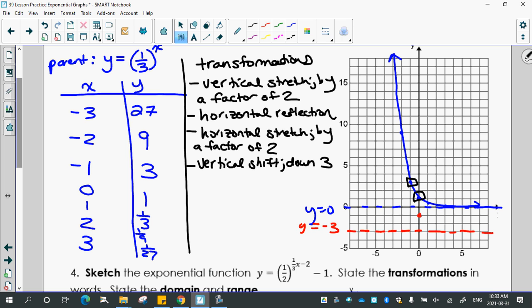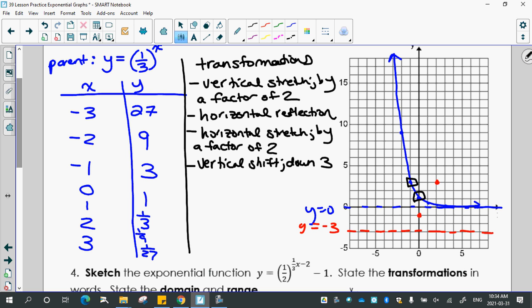So the first thing I'm going to do, if I follow, is vertical stretch by a factor of 2. So instead of being 3 above the asymptote, I'm going to be 6 above. And then a horizontal reflection, so instead of being 1 to the left, I'm going to be 1 to the right of the y-axis. Horizontal stretch by a factor of 2, so instead of being 1 to the right, I'm going to be 2 to the right. And then down 3. 1, 2, 3. So that's where our second point is. You want me to go through that again? No? You guys catch that?